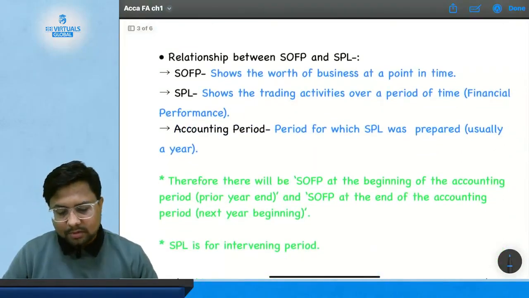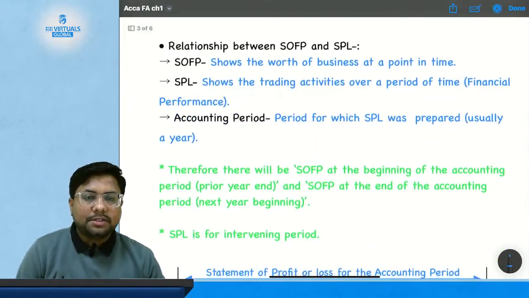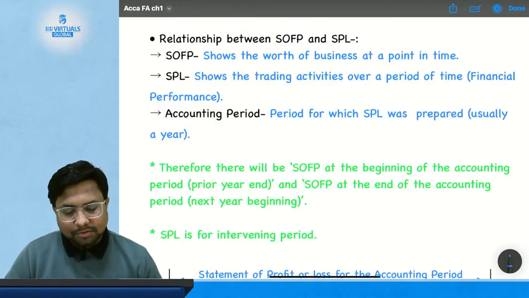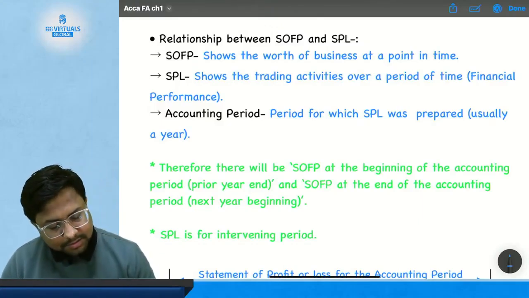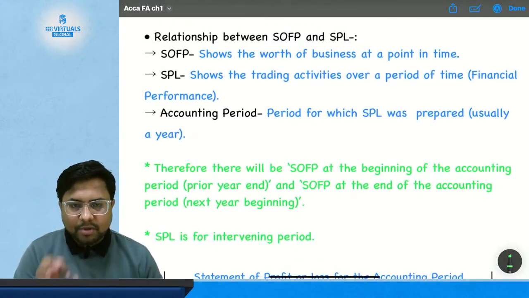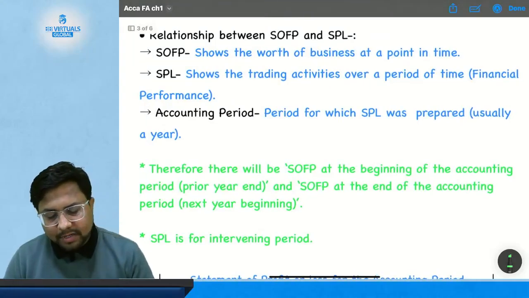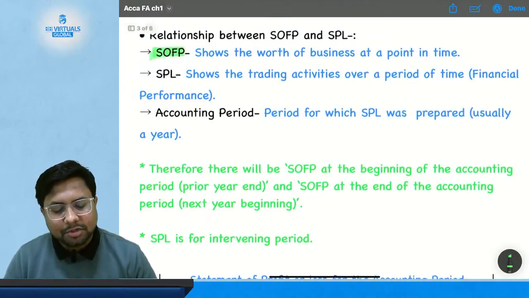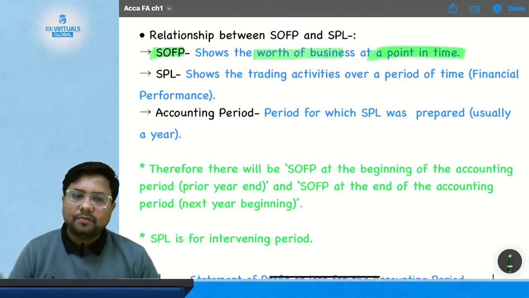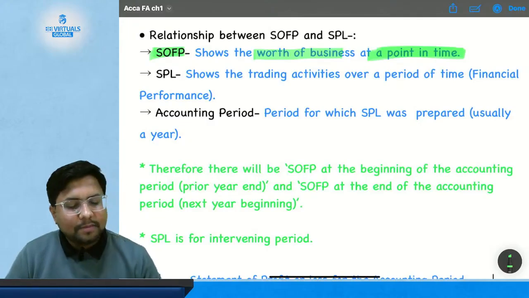Now we will study the relationship between SOFP, that is statement of financial position, and SPL, that is statement of profit or loss. This is a very good concept to understand both well. The statement of financial position shows the worth of a business at a point of time, of any date.